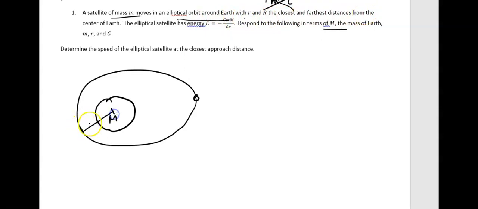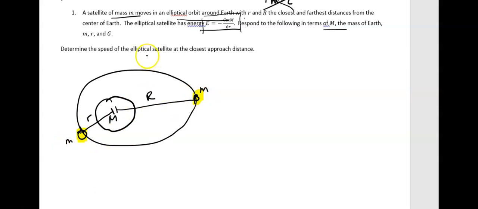So this is going to be r. Oh, and it's the center of Earth, even better. Great. And then this is going to be big R. So here it is at those 2 points. Okay. And it has total energy. And again, total energy, we know as it stays in elliptical orbit, is constant. So total energy is constant. So it'll have the same energy at this point as it does at that point. Cool.